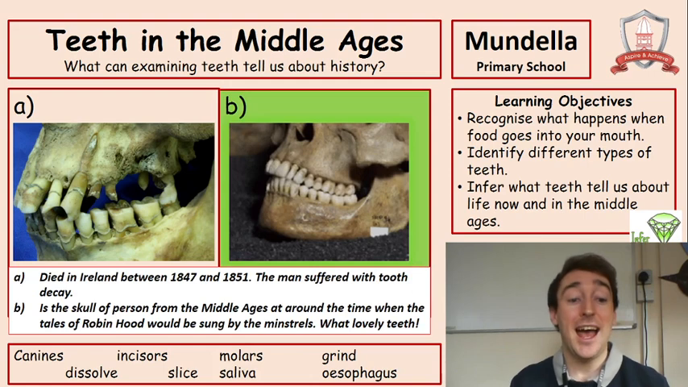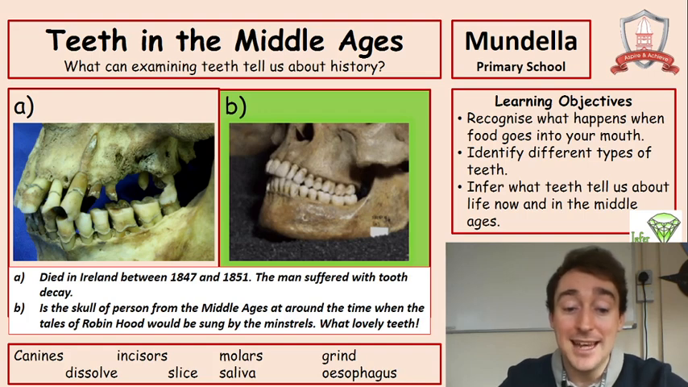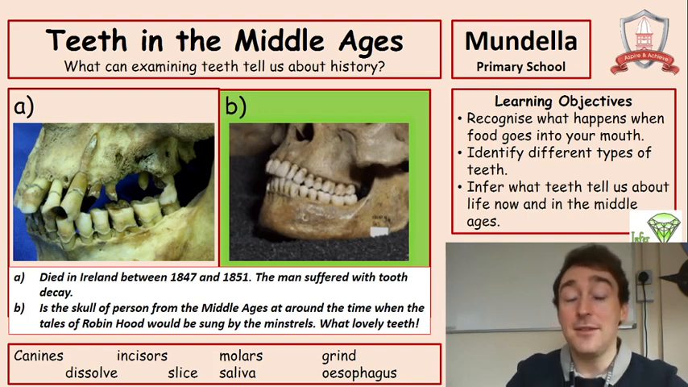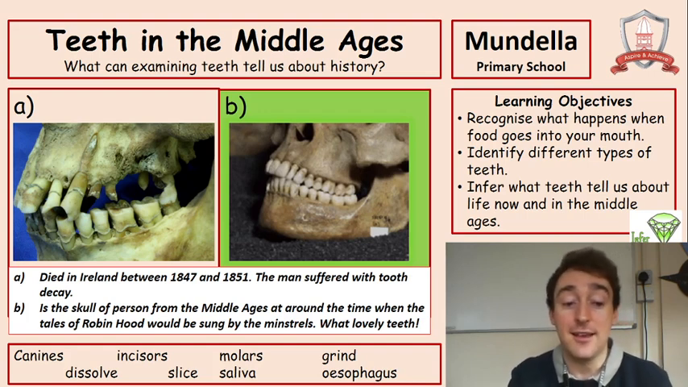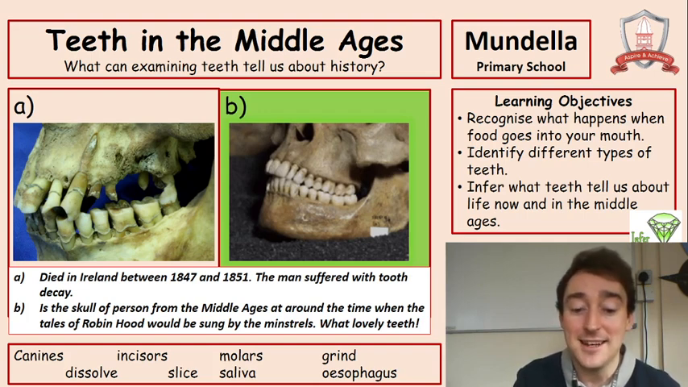Yeah, A is the one that is from a more recent time. So A only died 150 years ago, but the man suffered with tooth decay. He was from Ireland. And also the B, that's the really old one. So this is a skull of a person from the Middle Ages. And that was around the time when we had the Robin Hood stories starting as well. He'd be sung about by the minstrels going around the villages. And what lovely teeth they are.